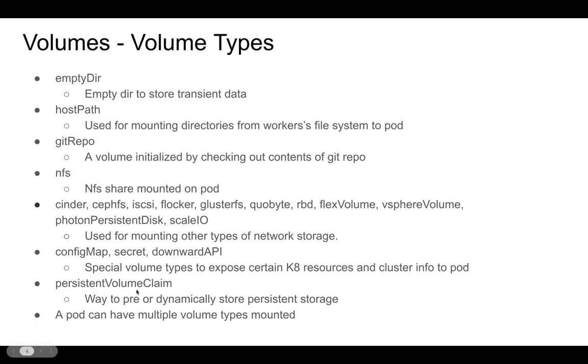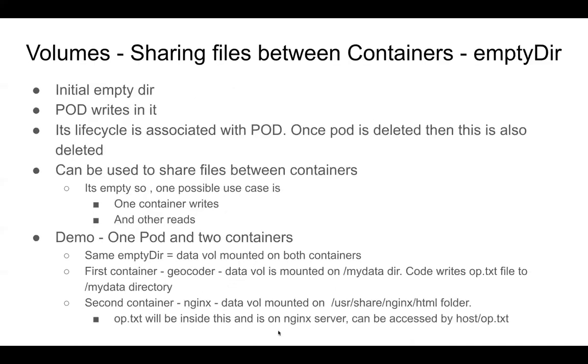There's a persistent volume claim. We will go through this today if possible. It's a way to pre-provision or dynamically provision persistent storage. Now a pod can have multiple volume types mounted. So that's the concepts about volume types.